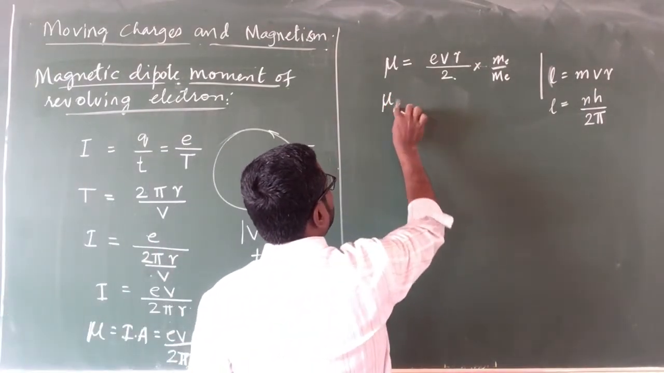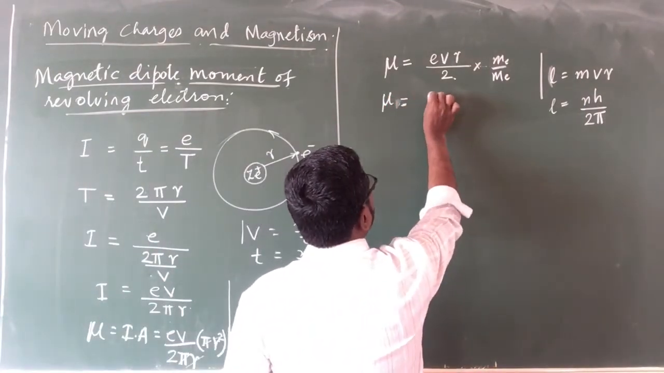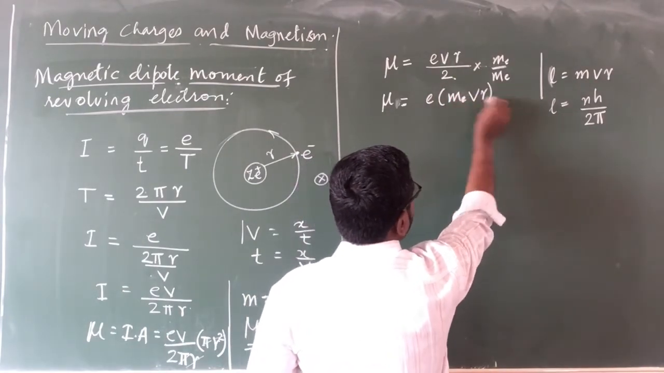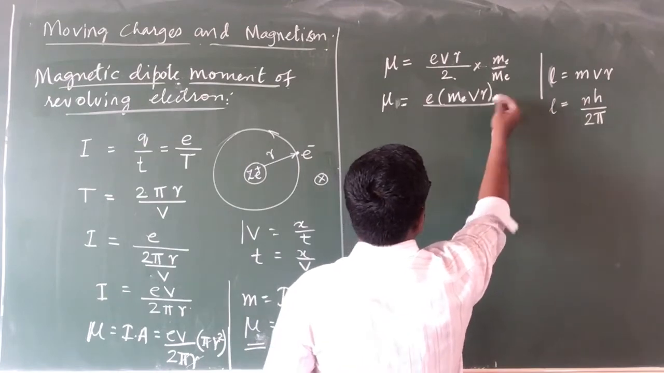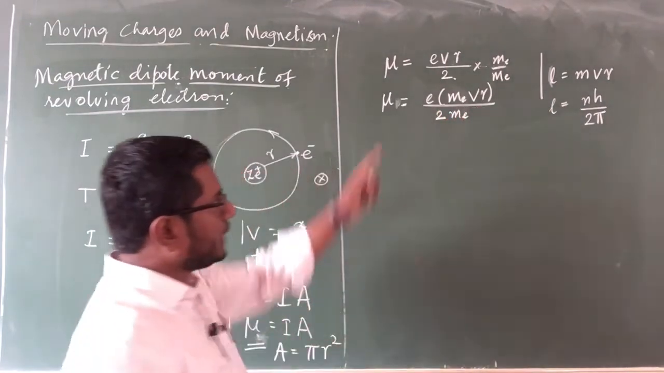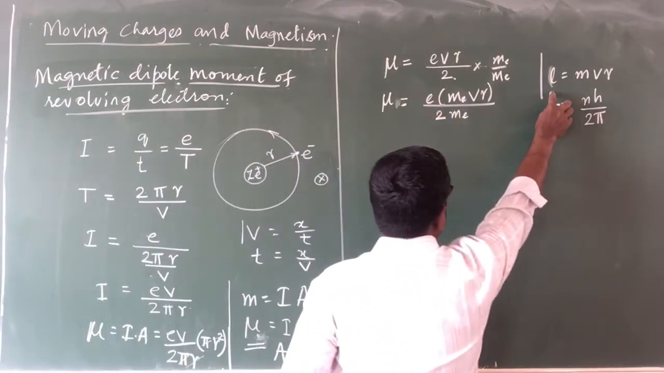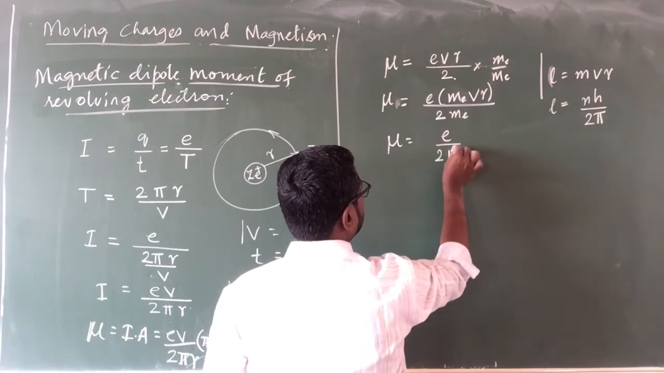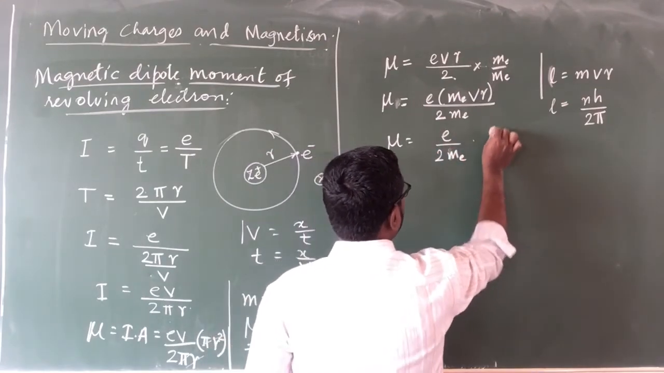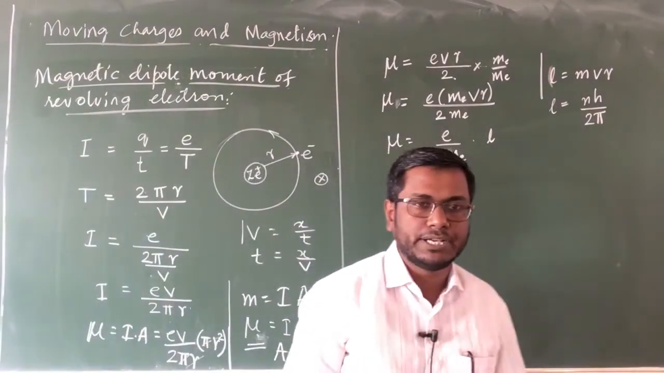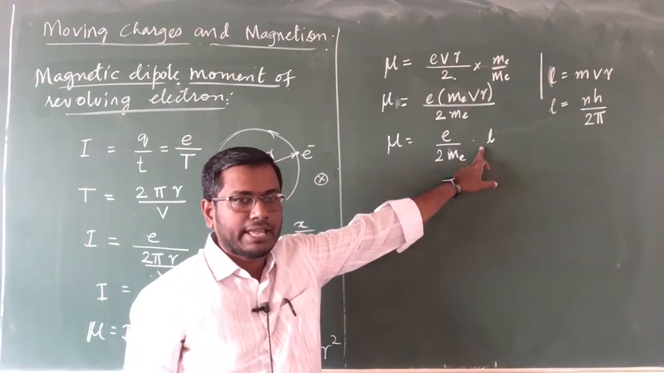So μ is going to become μ equals e into mevr, and this bracket term can be replaced by this L. In the denominator, it will be only 2me. Now I can replace that mvr by this L, that is the angular momentum. So μ can be written as e divided by 2me into L. This is the expression of the dipole moment of an electron in the orbit in terms of the angular momentum of the electron.